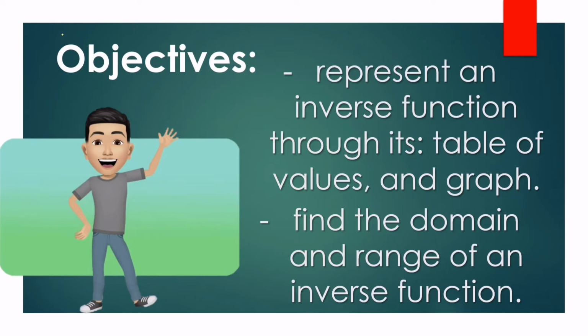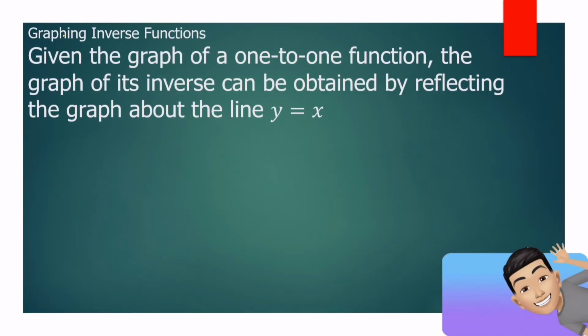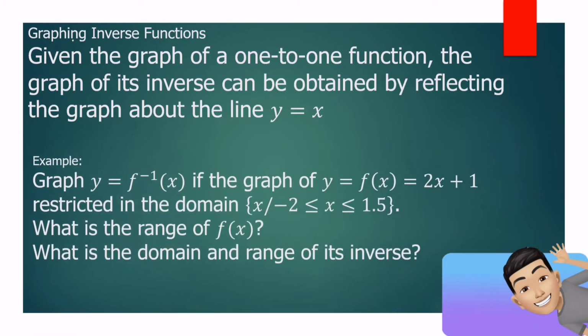So, magbibigay tayo ng example, at discuss muna natin ano nga ba ang graph ng inverse function. In graphing inverse function, given the graph of a 1-to-1 function, the graph of its inverse can be obtained by reflecting the graph about the line y equal to x. Ano kayang ibig sabihin nun? So, let's have this example.